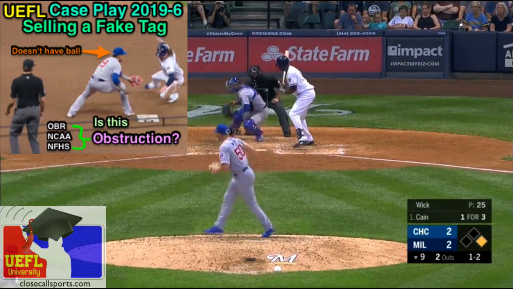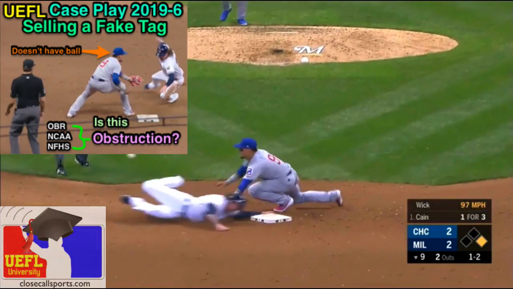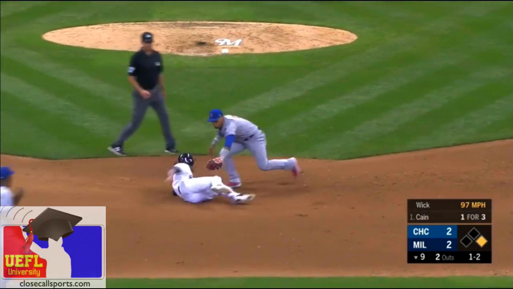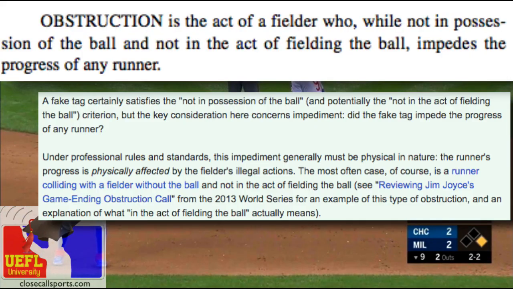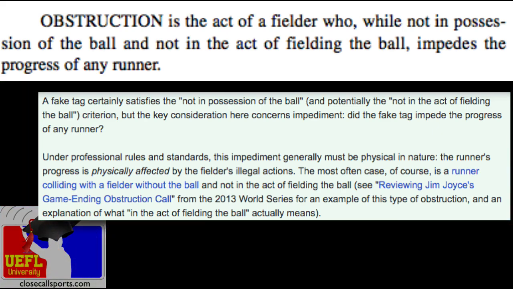Heads-up play by an infielder, or obstruction? The infielder misses the throw and fake tags the runner back to second base. So the question is, is this illegal? Obstruction's definition is a fielder not in possession of the ball impeding the progress of any runner. But does a phantom tag qualify as that? Does that impede the progress of the runner?